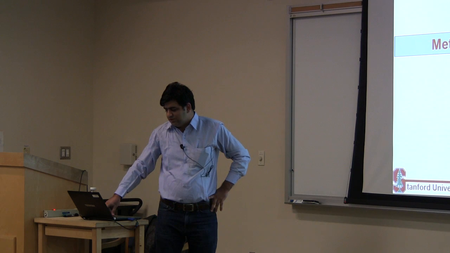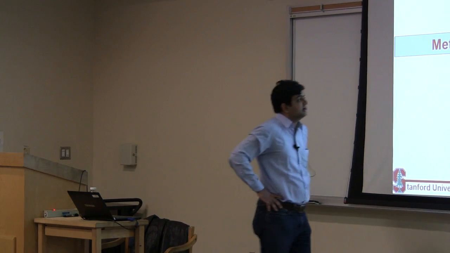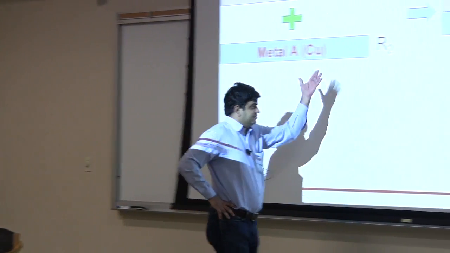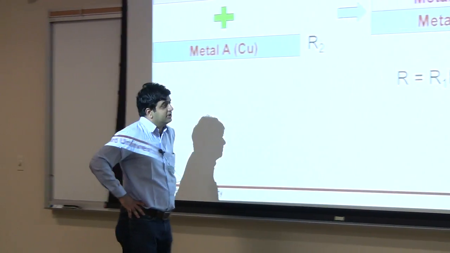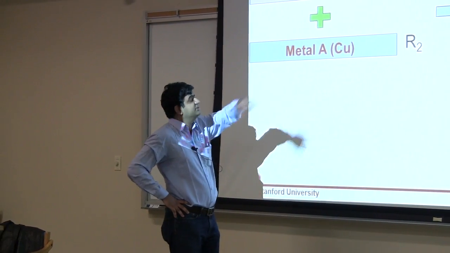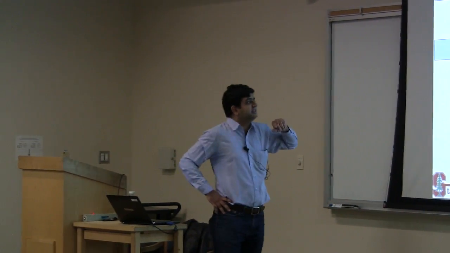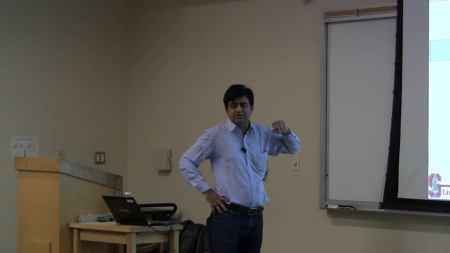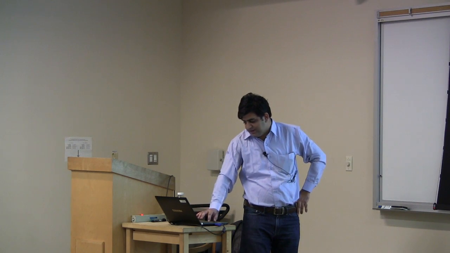We learned Kirchhoff's law in our undergrad: the resistance of two parallel things should be R1 R2 divided by R1 plus R2, and that's always less than each of the individual things. Yeah, so the actual answer is that it is higher. So here's some experimental data.